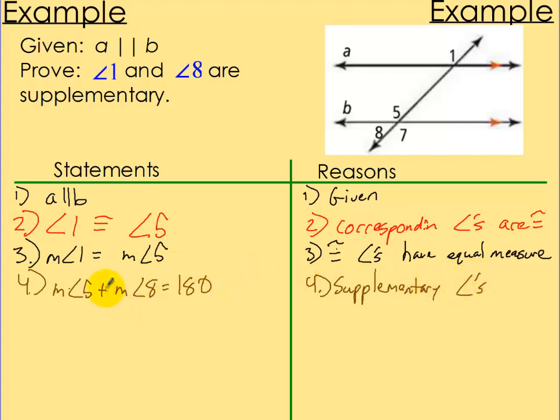And on top of that, what's my next step here? I can substitute. So for step number 5, I can say the measure of angle 1 plus the measure of angle 8 equals 180 degrees. So I'm substituting angle 1 for angle 5, and I can do that because of substitution of 3 into 4. So 5 is going to be substitution.